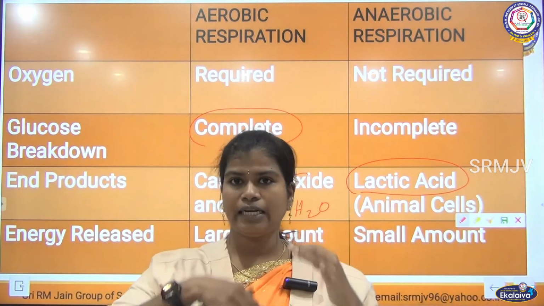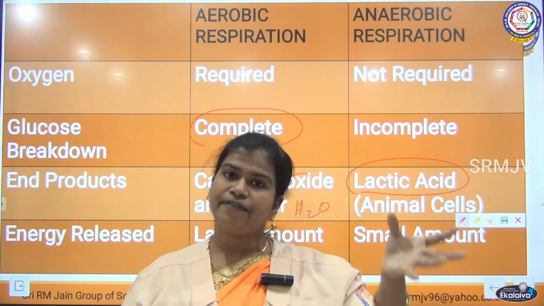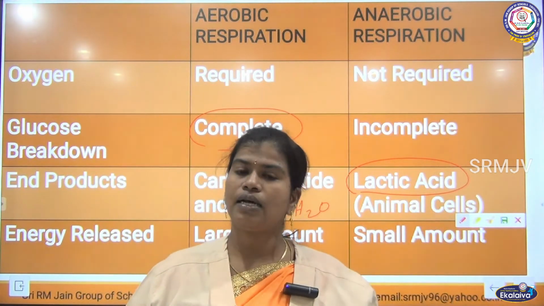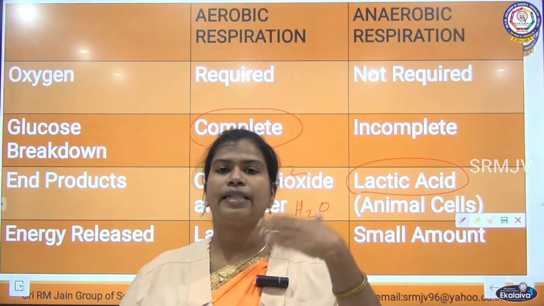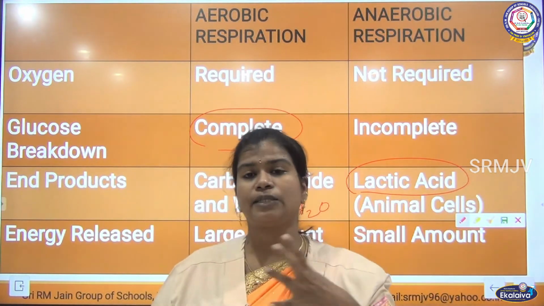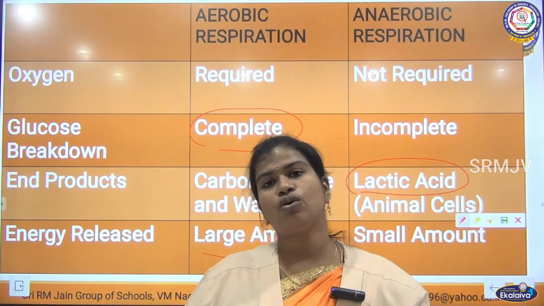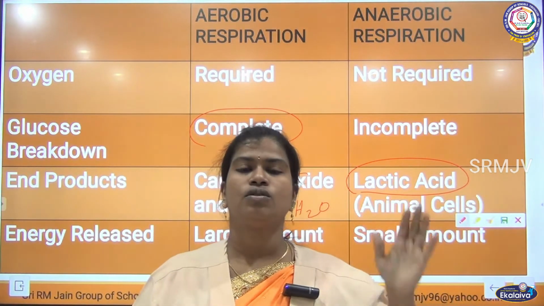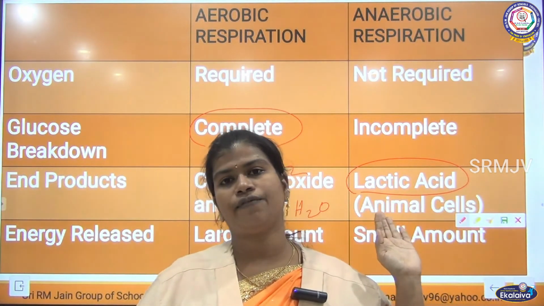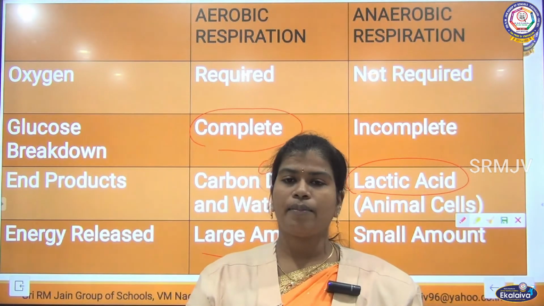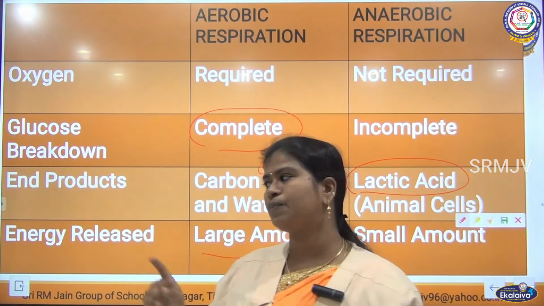So far we have differentiated respiration in different ways. Let me recall once again: the very first differentiation is based on the location, one is external and the other is internal. The next one is based on the respiratory organ used. And now, based on oxygen usage, we have differentiated aerobic and anaerobic respiration. So that's all about aerobic and anaerobic respiration.